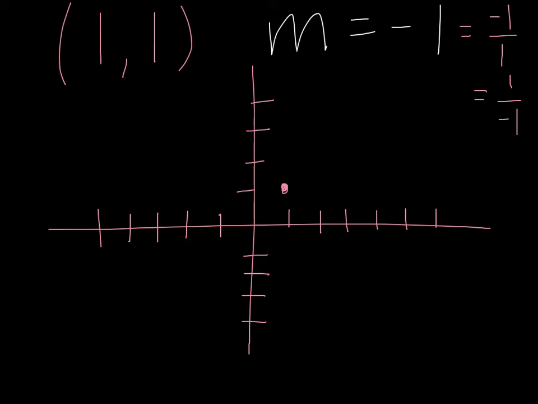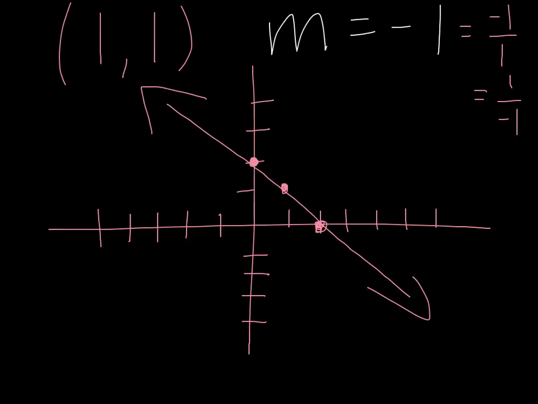So, say you go up 1, you would go to the left 1, which would be this one. Or, say you go down 1, you would go to the right 1, which would be this one. And you just keep doing that until you can form a line.